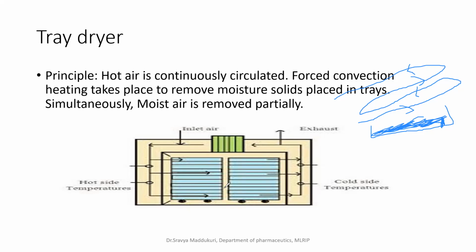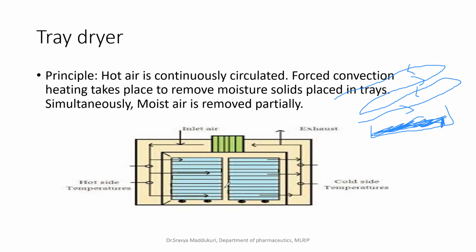Advantages: it operates in batch mode, so each batch can be handled separately, and it is simple to use. It consumes less energy, and it is available as a single chamber or multi chamber tray dryer, and various sizes and capacities can be fabricated.